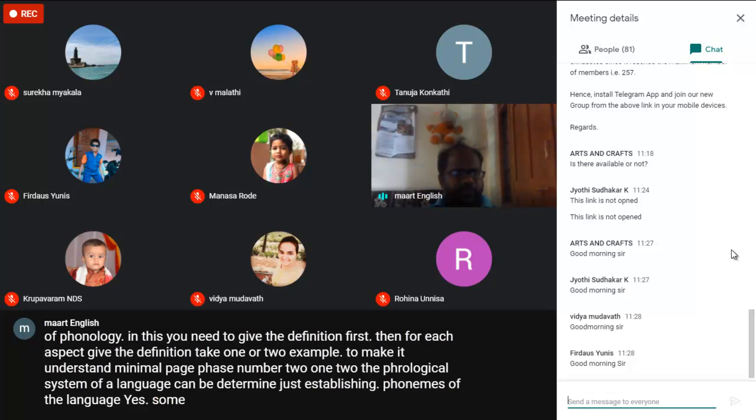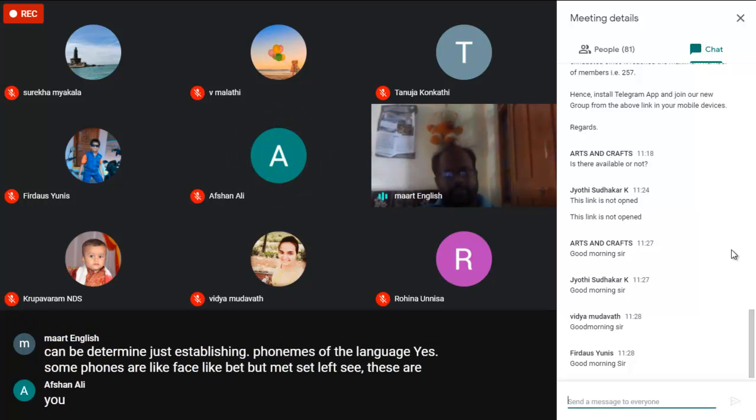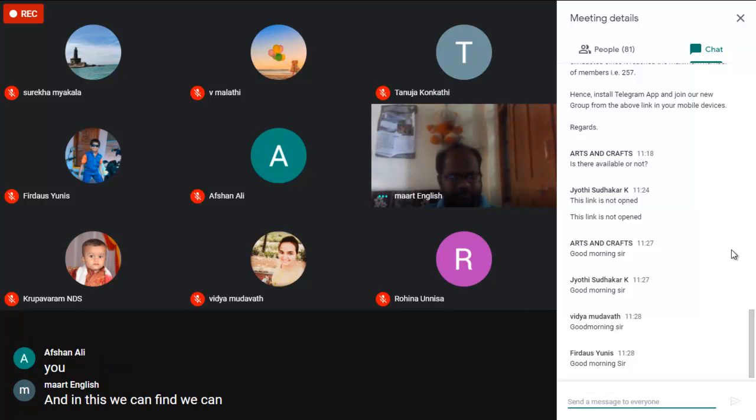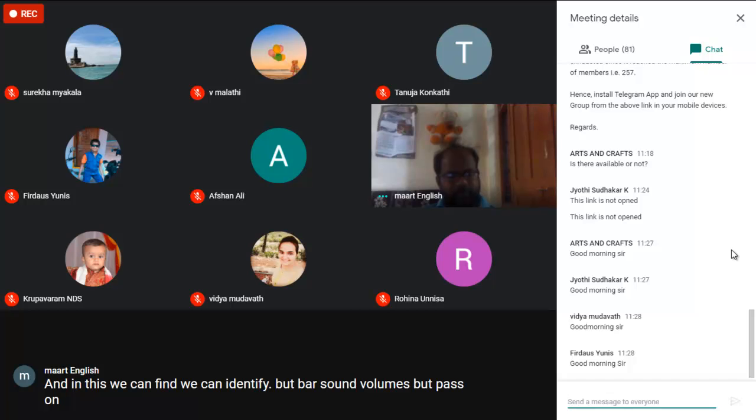Some phonemes are like pairs, like bet, pet, met, set, let. See, these are minimal pairs. And in this we can identify the phonemes: bet, ba sound; pet, pa sound; met, ma sound; set, sa sound; let, la sound.